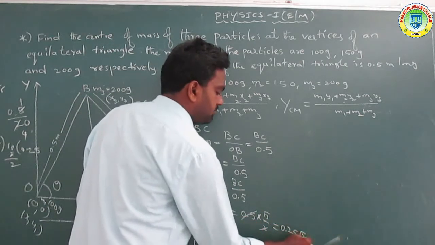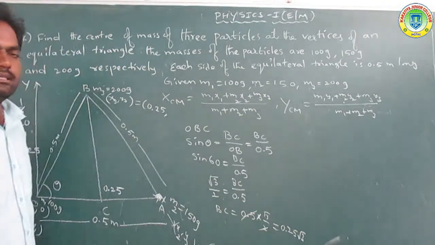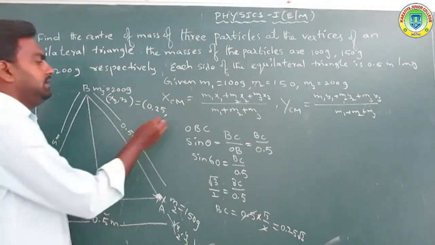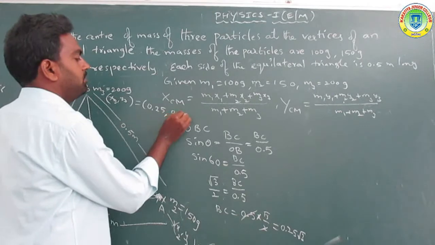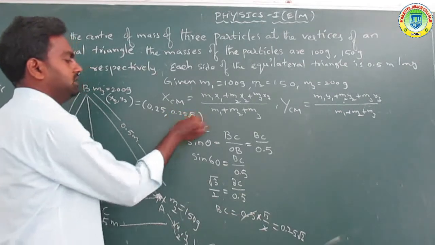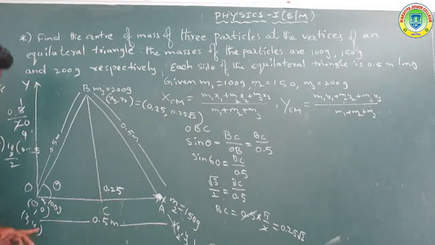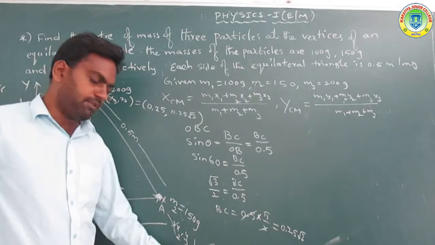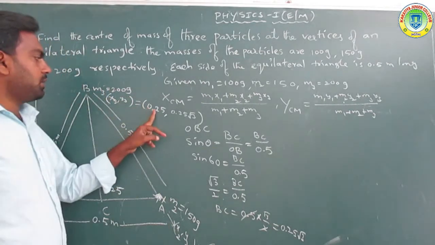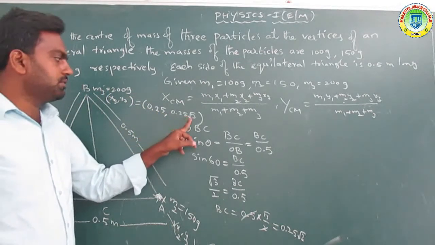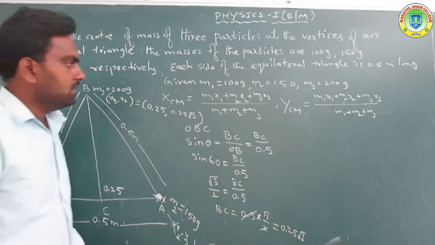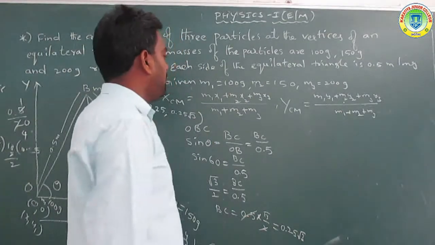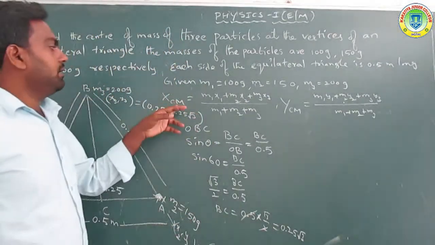That gives 0.25 root 3. Now we find x3 and y3. First of all, the origin of the coordinate system is 0, 0. Here x2, y2 is 0.5, 0 and x3, y3 is 0.25, 0.25 root 3. Now we substitute these values in the equation.